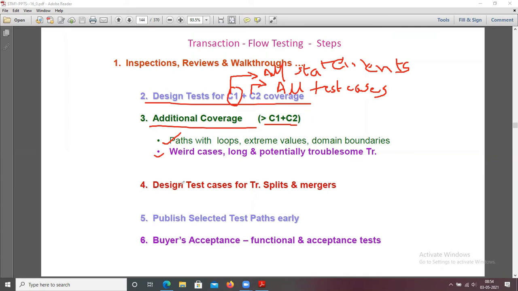And design test cases for transaction splits and mergers. Publish selected test paths early, and get the buyer's acceptance, so functional and acceptance tests.